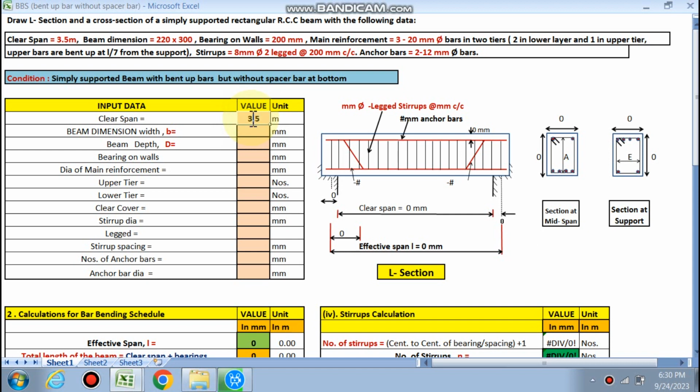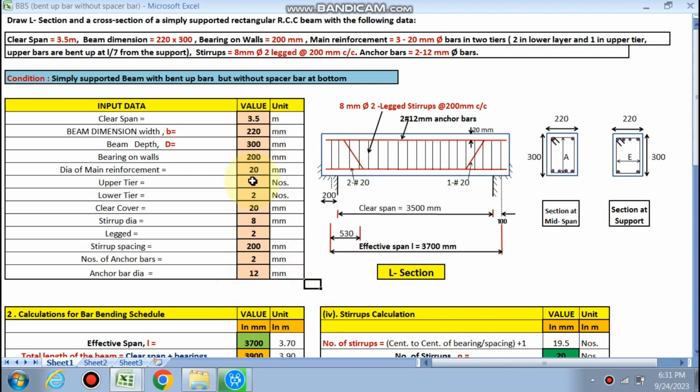So clear span is 3.5 meter, beam dimension is 220 by 300 mm, bearing on the walls is 200 mm, main reinforcement dia is 20 mm, and for the upper tier this much is 1, and for the lower tier which will go throughout the wall is 2, and clear cover is 20 mm for the beam. Stirrup dia is 8 mm, two legged stirrup, and stirrup spacing is 200 mm. Number of anchor bars is 2, and anchor dia is 12 mm.